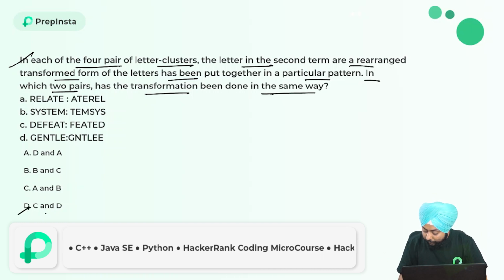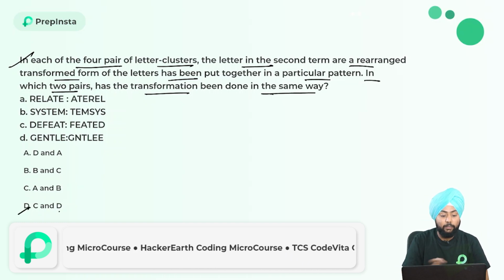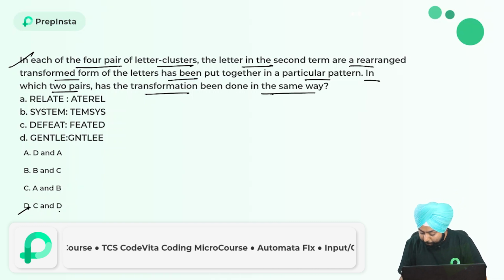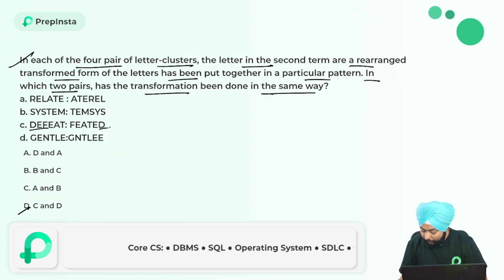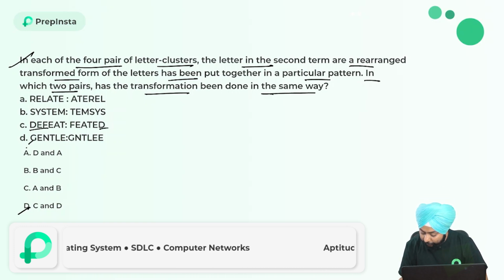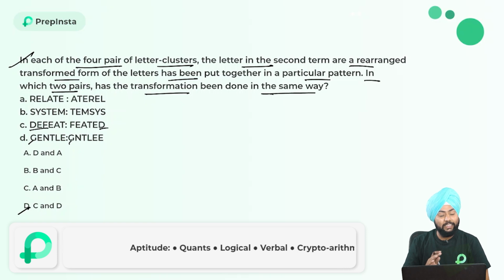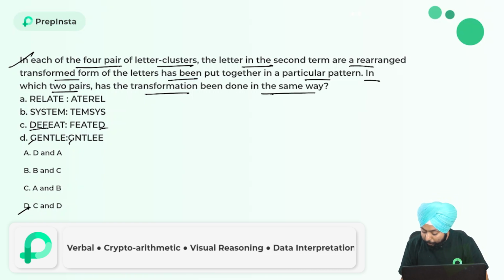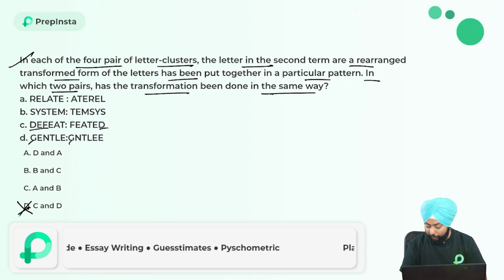It's saying C and D will have the same kind of transformation. Let's see. C is DEF and this D went to the last place. And in option D, G is at the first place. So can I say it's the same logic? No, because D should be at the last place, or G should be at the last place. So C and D cannot have the same transformation.